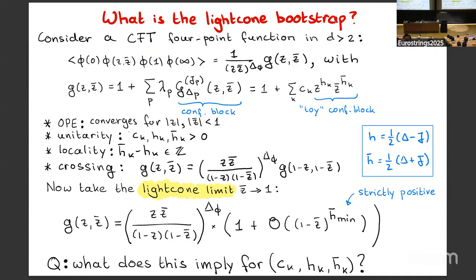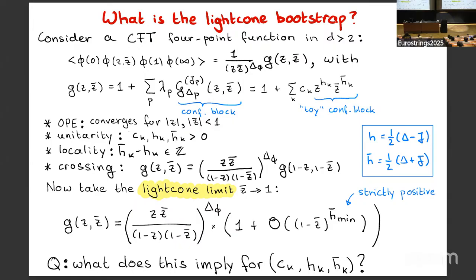Then there's locality. Spin should be an integer, so in my language that means h bar minus h is also an integer. And of course there's the famous equation of CFT, the starting point of the conformal bootstrap, the crossing equation, which says that the correlator is symmetric under permutations of the operators, with this funny prefactor here. This crossing equation follows from just Bose symmetry, basically. Okay, so this is my setup.